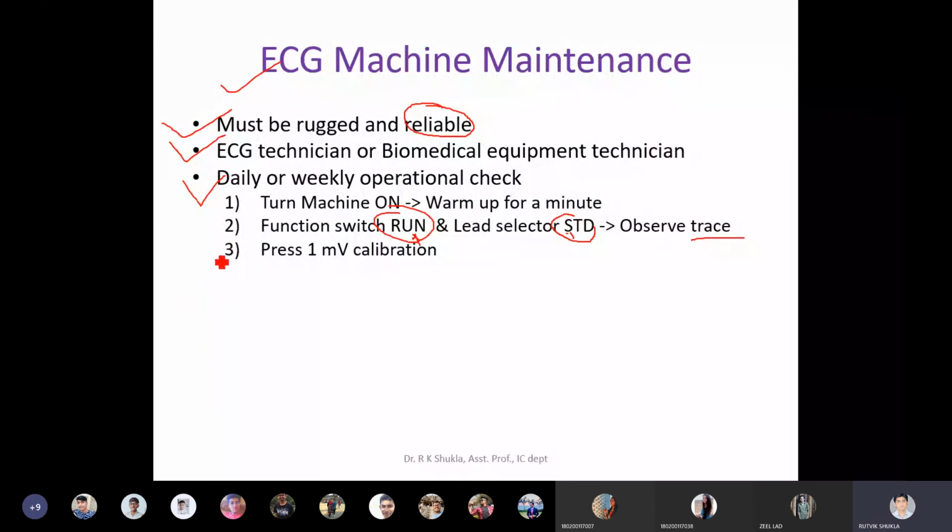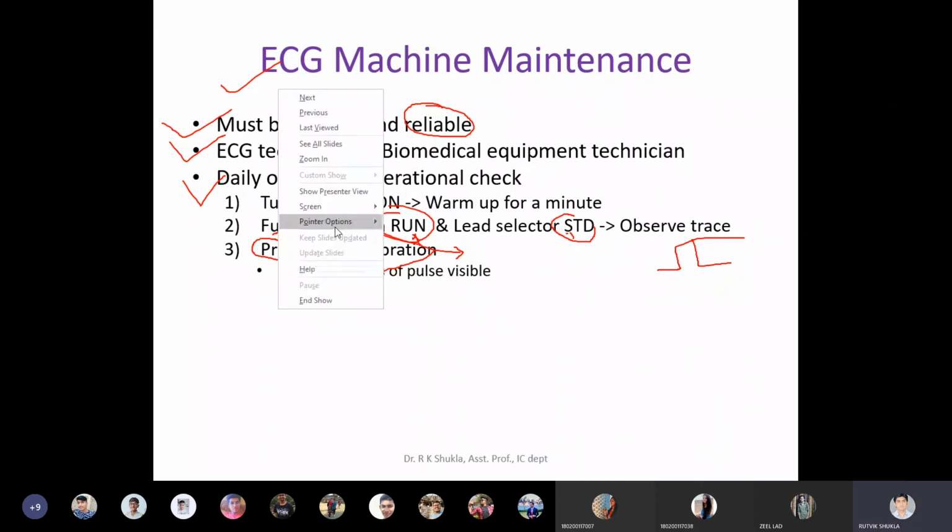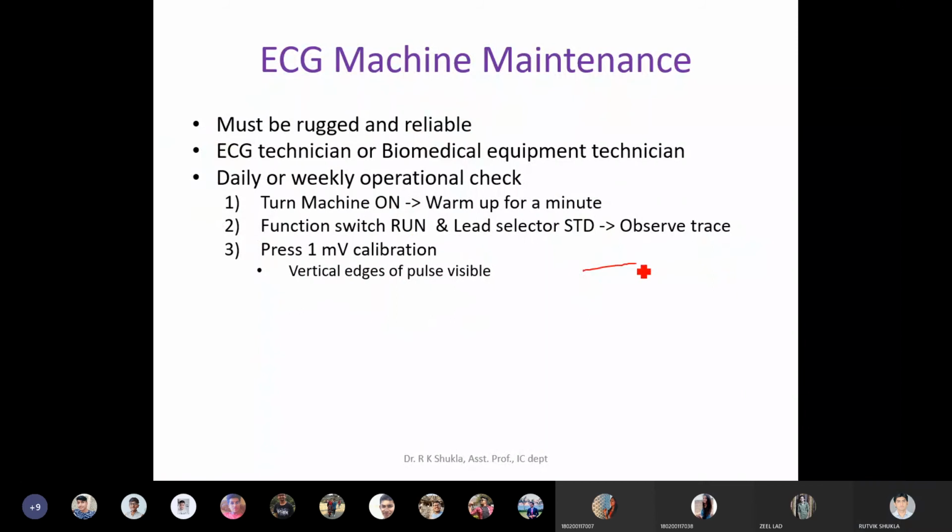Third, as I have been talking in the last few lectures, this particular thing is called calibration pulse. The machine calibration is very, very important. Whenever you press a 1 millivolt calibration, it will generate a pulse like this. Whenever you get this pulse, look at the vertical edges of the pulse. Are they visible or not? These are the edges.